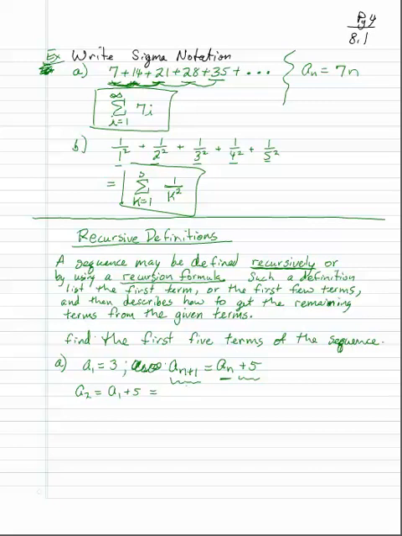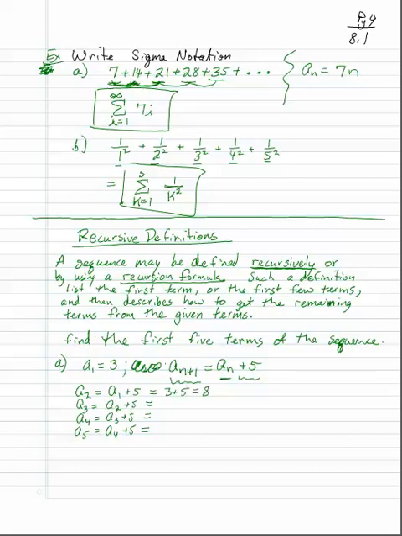Then to get a sub 3, I need to know a sub 2 plus 5. And a sub 4 is going to be a sub 3 plus 5. So you've got to take the term before it and add 5. And then a sub 5 would be a sub 4 plus 5. We can't do any of these until we know a sub 1, which I told you was 3. So 3 plus 5 is 8.